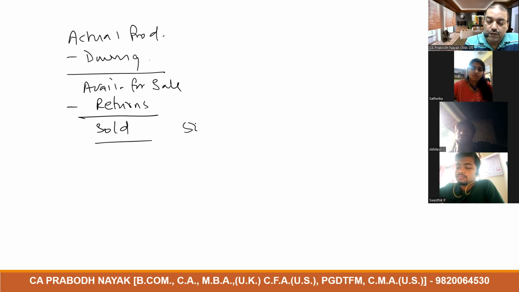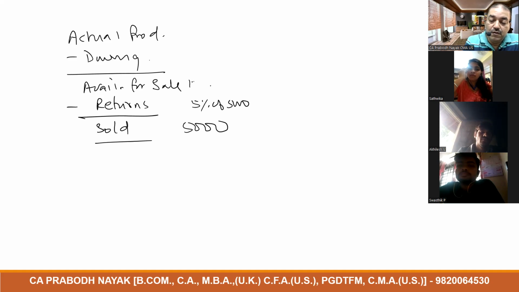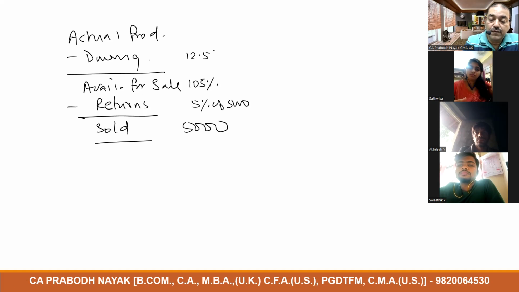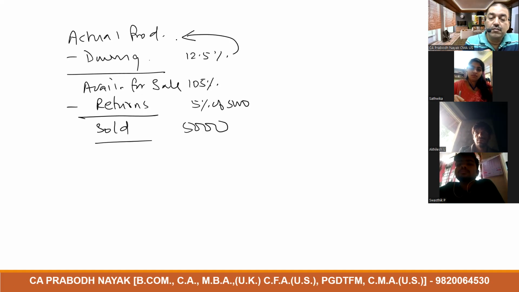Sold is 5,000. Returns is 5% of 5,000. So this is 95%. Sorry, this is 105%. Then after that, actual production and downgrading. So this downgrading is 12.5% of actual production. So that way you can work out.